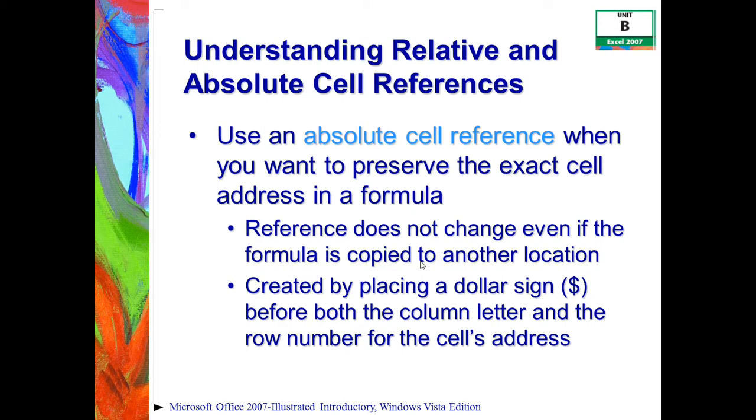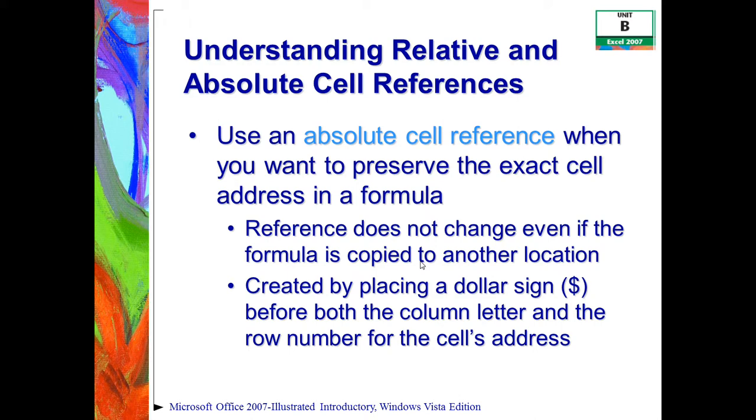And that absolute cell reference is a reference that does not change even if the formula is copied to another location. Now, you can create an absolute cell reference by placing a $ in front of both the column letter and the row number of the cell address. And you can either type the $ when typing the cell address. So if we were going to make sure that B16 did not change, we would have to put $B and $16. And that means that whenever we copy, that B16 is always going to stay the same.